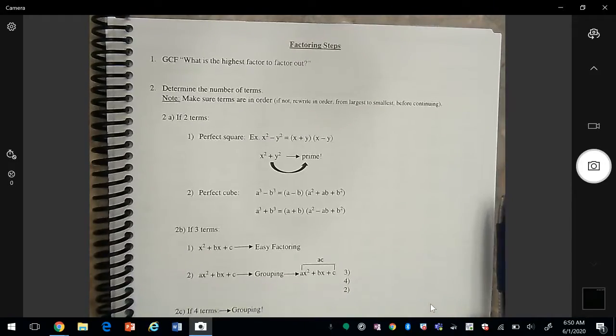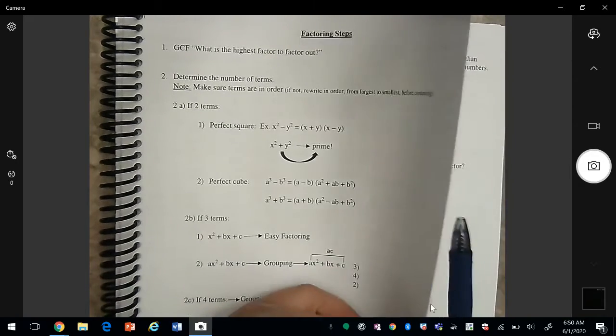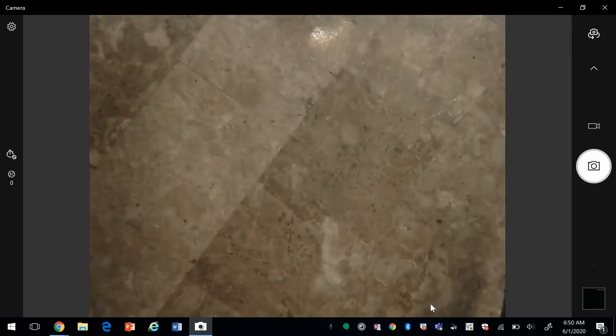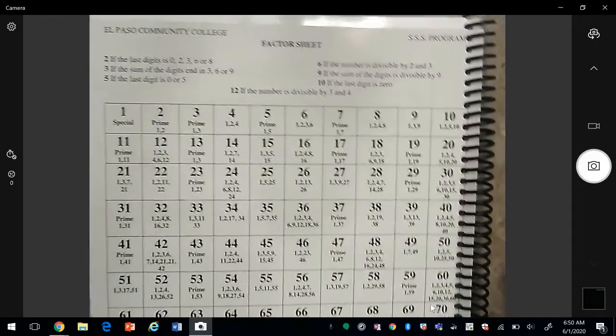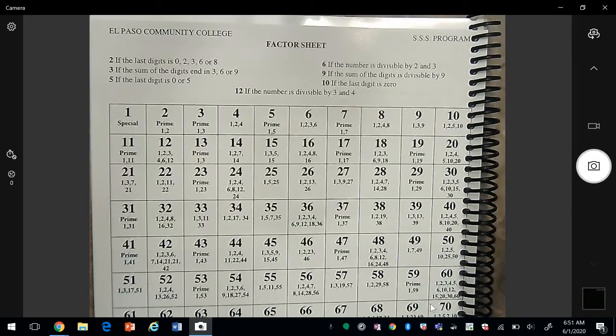The next handout is on factoring steps. Basically it goes over the process when we're trying to factor, and we're going to discuss this in more detail. These are just some helpful sheets that you can use as we go through our 3-day sessions. Basically, these are going to help you to decide if you can factor a number.